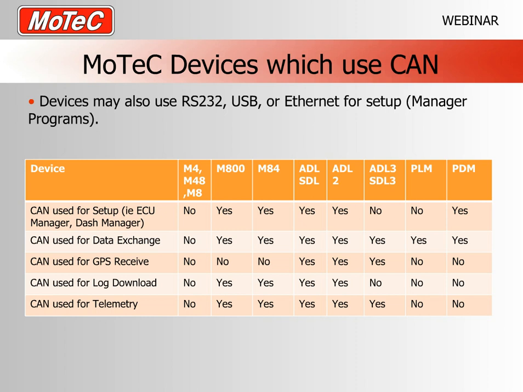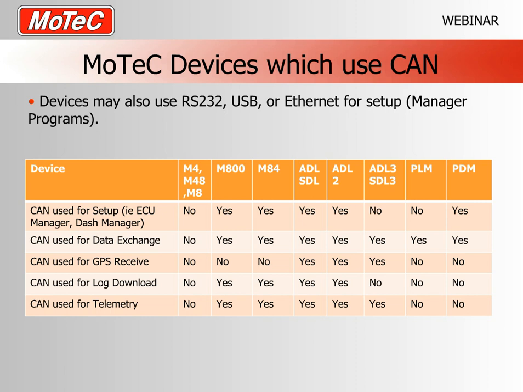Okay, now there are a number of Motek devices that use CAN. As I've said, CAN tends to be a later communications system compared to such things as RS-232, and so virtually all of our current product range use CAN. Anything that's been introduced in the last 10 years will have CAN capabilities.